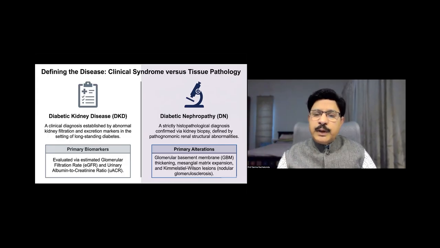Now, what are the primary alterations? Glomerular basement membrane thickening, mesangial matrix expansion, KW lesions. Finally, more than 50% of glomeruli are sclerosed. This is the pathology part of it in terms of diagnosis.